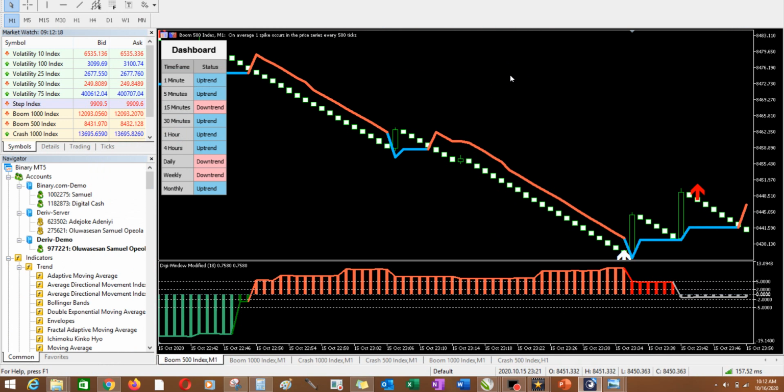This is the way it looks like. You can see the indicator on the background. On my chart, it is a custom made indicator called Qora indicator. It comes with the arrow and the histogram. But this dashboard and the light red and blue line here is the PZ super trend, just for me to know the exact trend I'm trading on. So that is why I'm adding it.